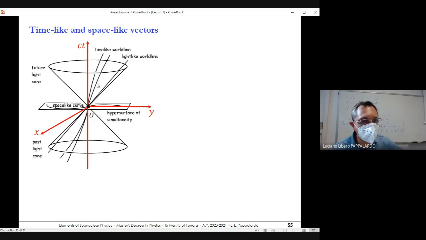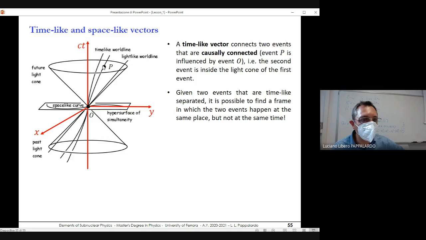Okay, so this is essentially the surface covered by light signals emitted from O. So they will describe a cone here, okay, which is 45 degrees with respect to the plane, to the XY plane. So here we can see, first of all, two cones, the future cone and the past light cone. Suppose now we have an event. So the first event is O, it is at the origin. Suppose now we have an event P, which is inside the future light cone.